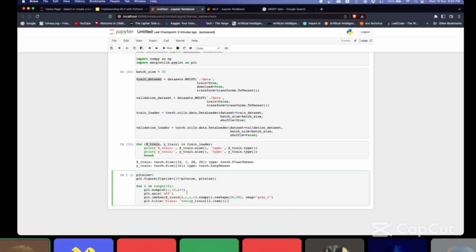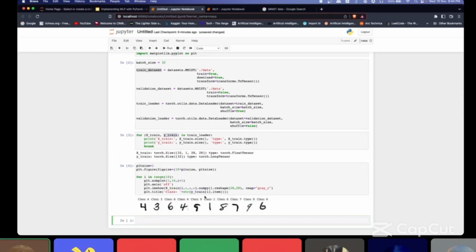Okay, the second one is Y train, which is the label itself. Like I said, it's the label, right? So this is what the label is going to be. Let's plot it and see. All right, there you go. So this is class 4, class 3, class 6, and so on, class 6. This is our training data set, just 10 of it, not all of it. Let's try again.